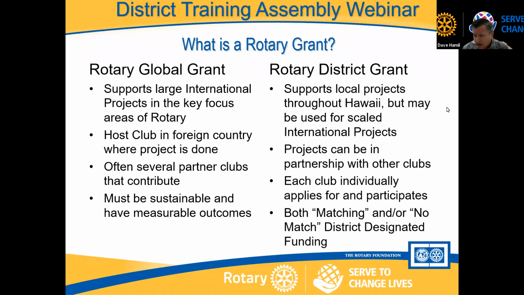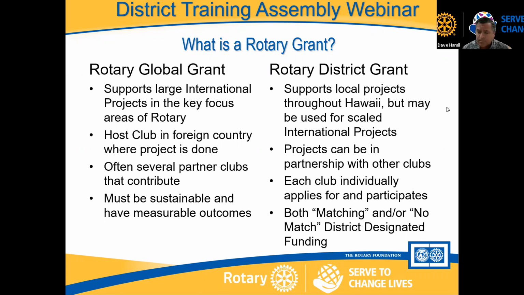A lot of times, really, what a club is doing is just giving a project money. A district grant, on the other hand, you get to manage yourself. So it can support local projects here in Hawaii. You can also use it for smaller international projects, but generally speaking, they're done locally. The projects are local. You can partner with other clubs.